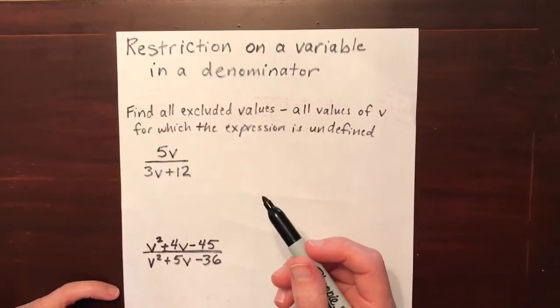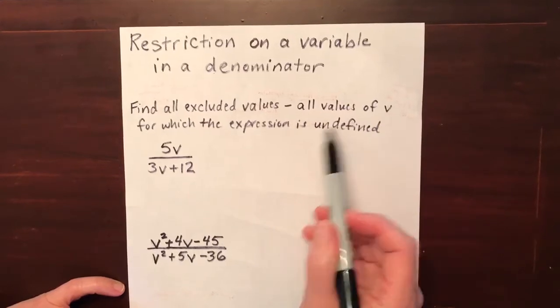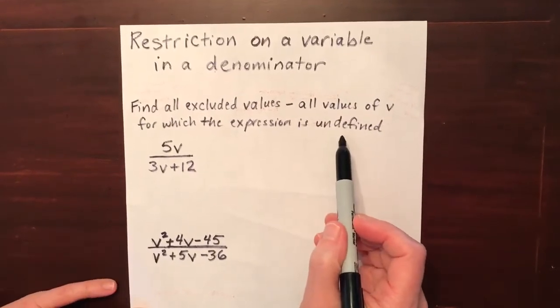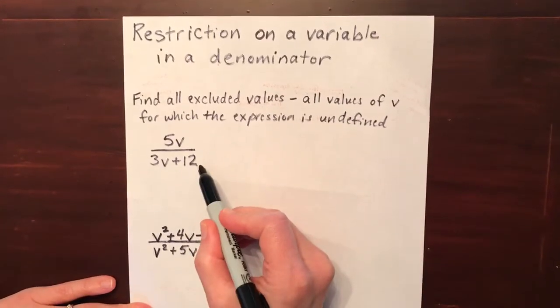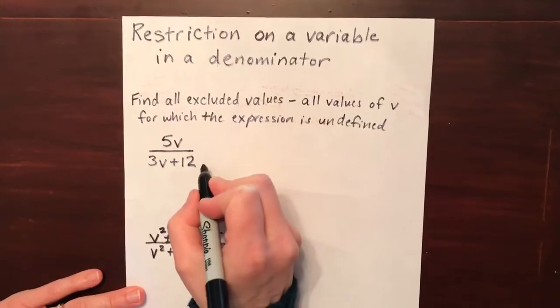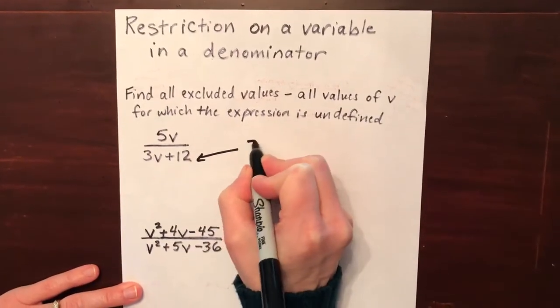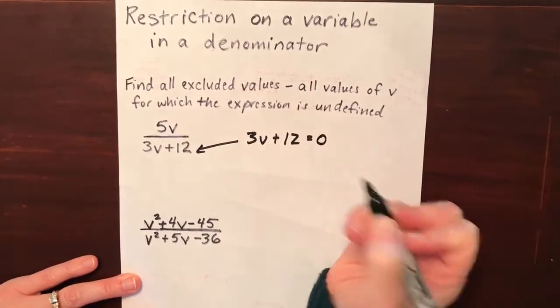We're asked to find all excluded values, all values of v for which this expression is undefined. A fraction is undefined whenever its denominator is equal to 0 because we can't divide by 0. So I want to ask, when is 3v plus 12 equal to 0?